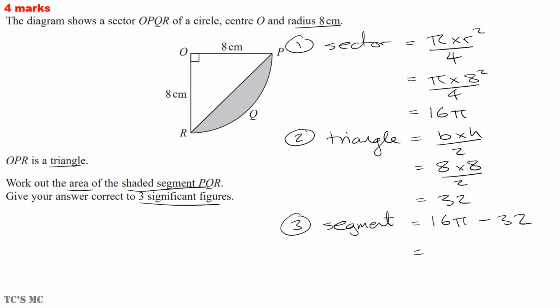The answer is 18.265, and it goes on, but the question does say to round to 3 significant figures, so we have to draw a wall after the 2. Underline that 6, and as that 6 is more than 5, our answer is then 18.3 square centimeters, and that is our fourth mark.